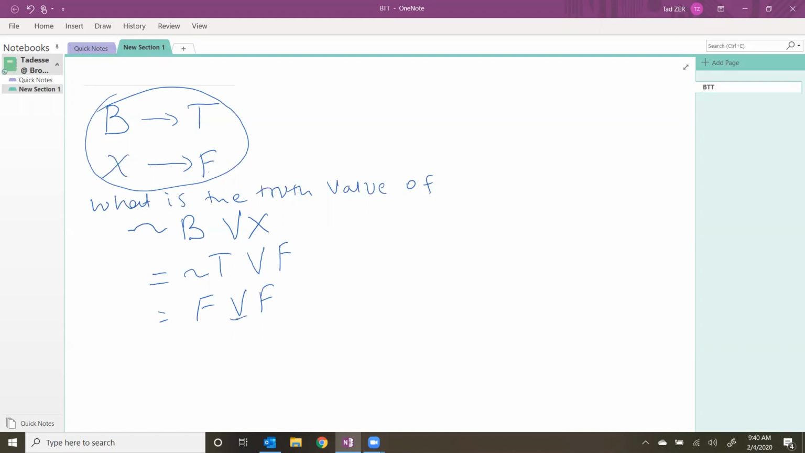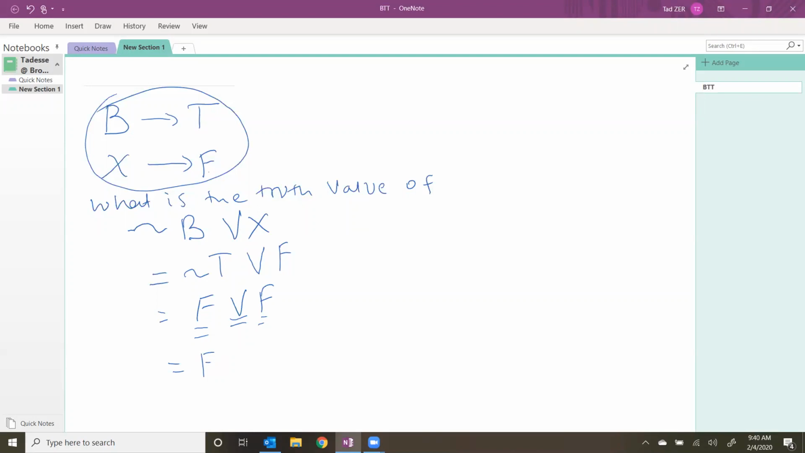So if you remember this disjunction, whenever it is or, the disjunction of two propositions is always true, unless, or the only condition where it will be false is whenever both of them are what? False. So in this case, both of them are false. So the truth value is what? False. So this is exactly what you need to do.